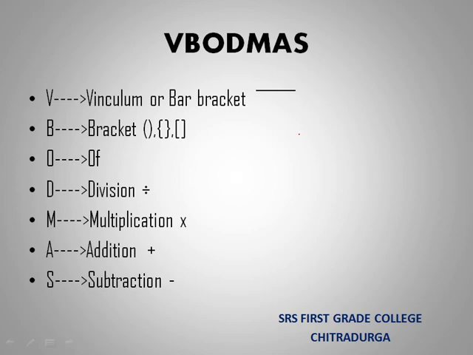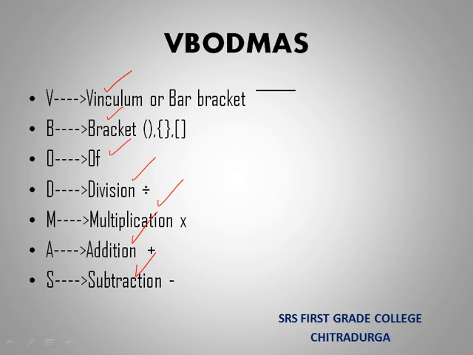VBODMAS. V stands for vinculum, B stands for bracket, O stands for of, D stands for division, M for multiplication, A for addition, S for subtraction. What does this rule mean?